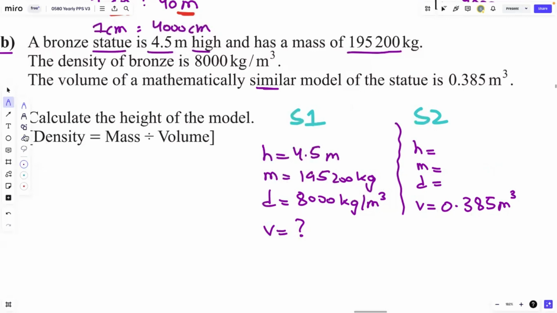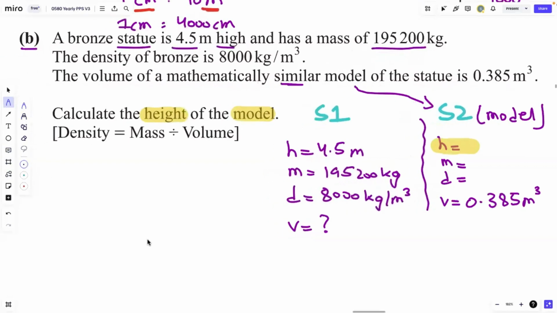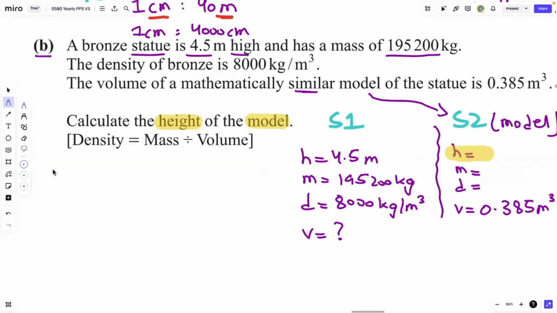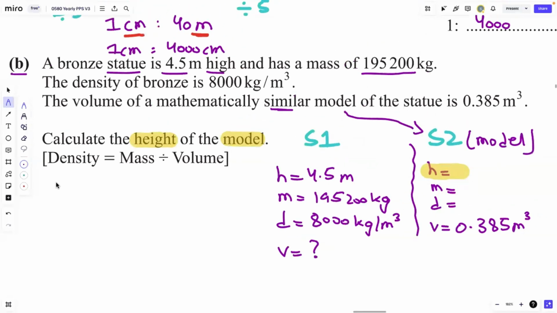Now let's read the final requirement of the question: you're supposed to calculate the height of the model. Now the model actually is which statue? Model is actually statue number 2. So what we are actually looking for in this question is this height, the height of statue 2. That is what we are supposed to find out. But before we find that out, it's a question of similar objects, so we'll need to find the volume of statue 1 first.